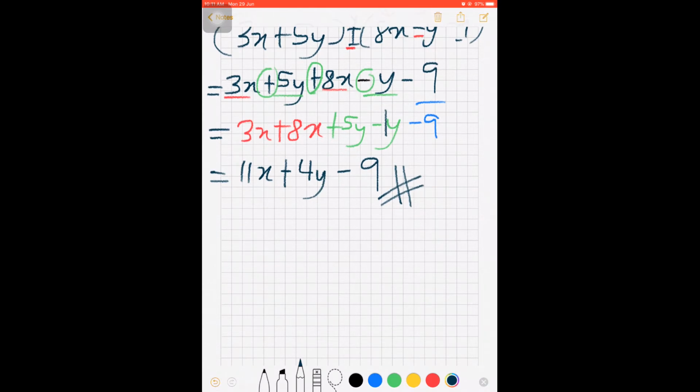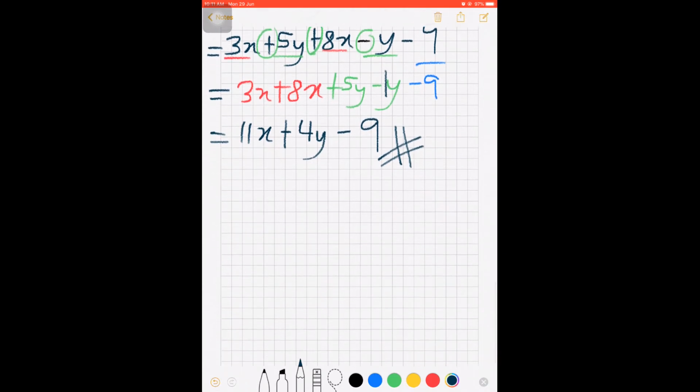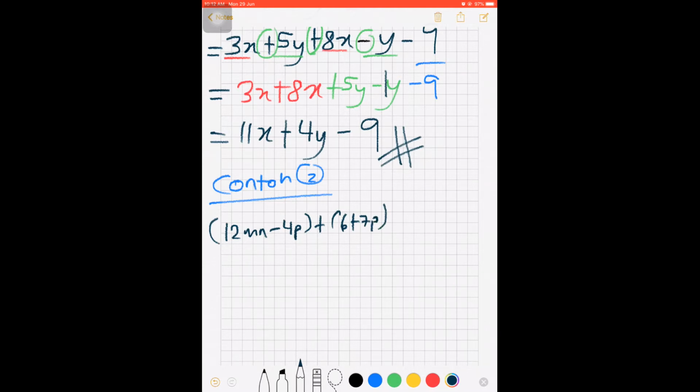Okay, let's try another example. Contoh yang maybe a bit harder for tambah tolak. It's a bit longer. So 12mn minus 4p plus 6p, plus 6, plus 7p, minus 10mn plus p minus 2.